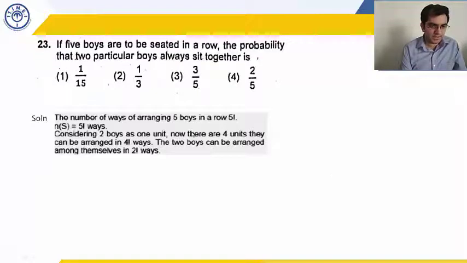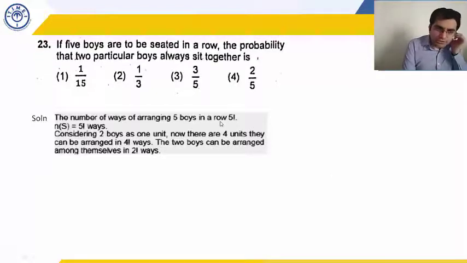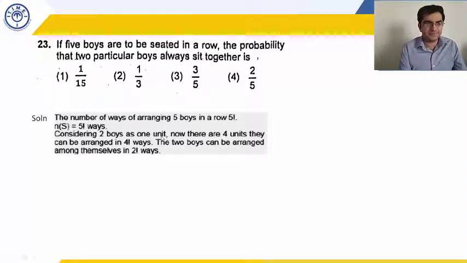Now you want 2 boys to sit together. So I consider the 2 boys as one unit. So now I have 3 boys and this one unit, total 4 units. These 4 units can be arranged in 4 factorial ways. And in that one unit, I am keeping the boys together, but these 2 boys in that unit can interchange their positions, so they can be arranged among themselves in 2 factorial ways.